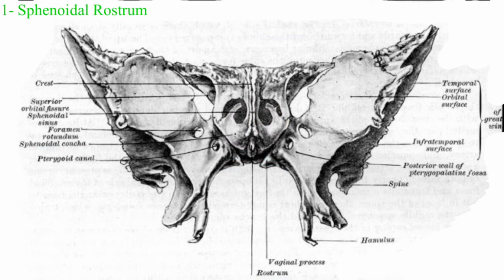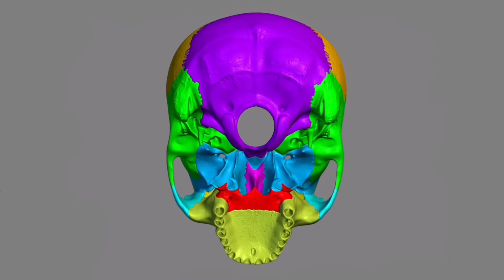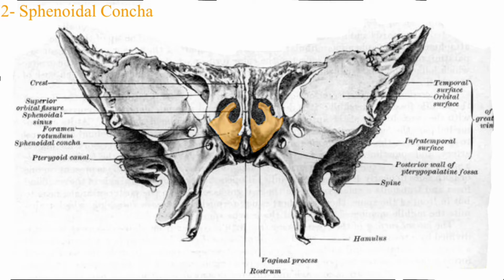Sphenoidal rostrum. This bony ridge is the sphenoidal rostrum and it is attached to the vomer bone. As you can see in this model, this pink is the vomer bone attached to the rostrum of the sphenoid bone.